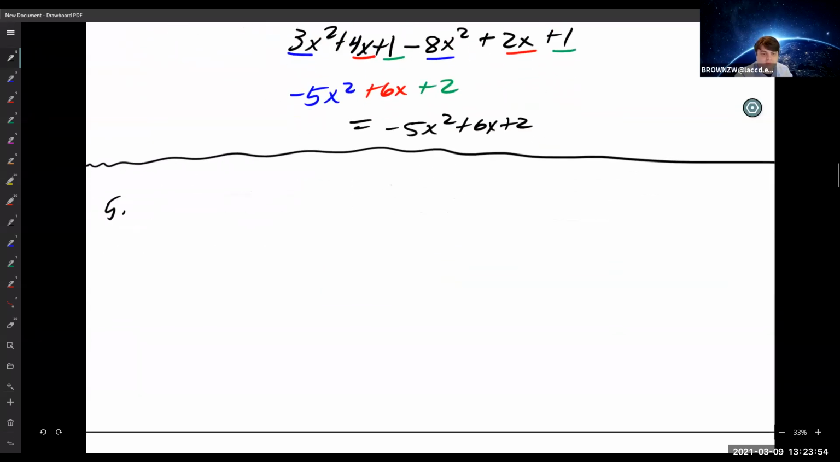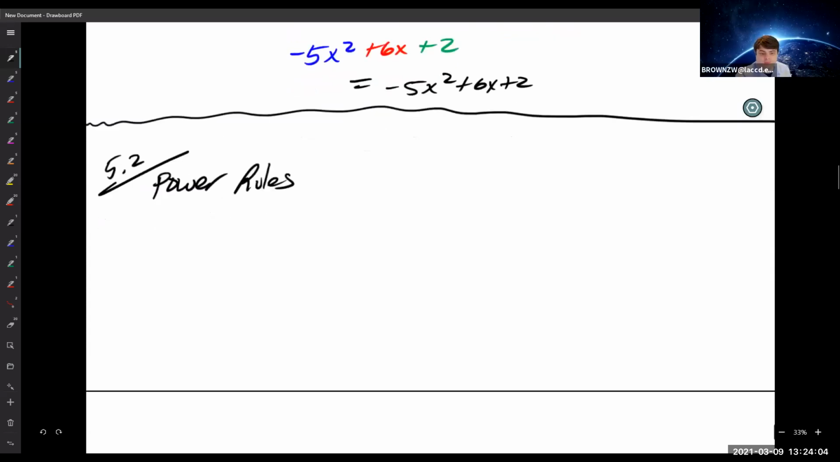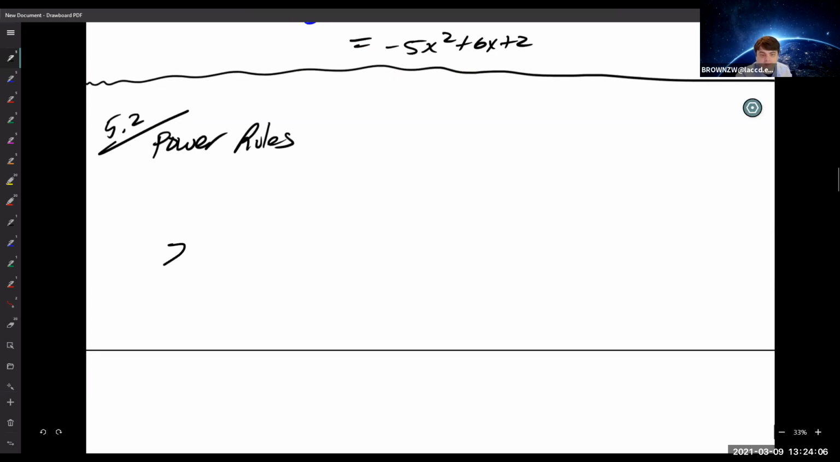Next, we're going to look at section 5.2. Okay. So in general, we've done this a little bit already, but what is a power, an exponent, right? 2 to the third is a shorthand for repeated multiplication. 2 to the third is 2 times 2 times 2.